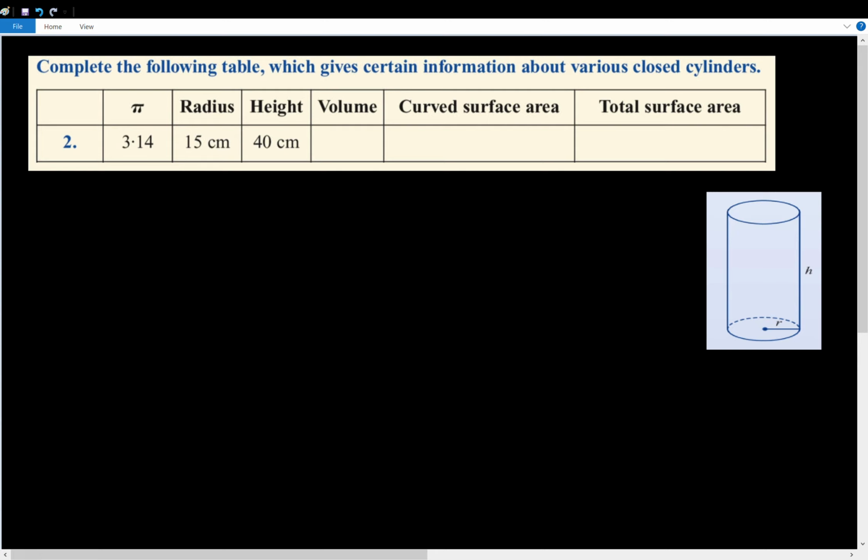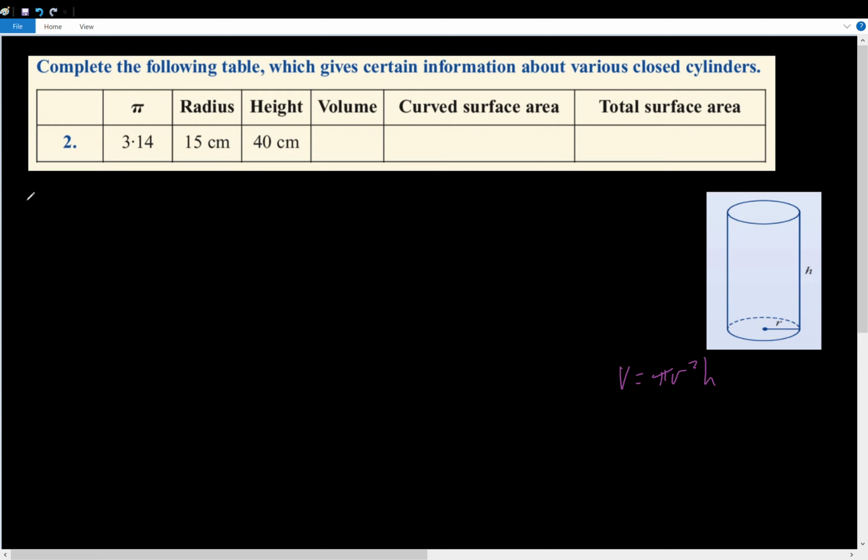So start off by looking for the volume. The volume for a cylinder formula is equal to pi r squared h. In other words, we get the area of one of the circular ends and we multiply it by the distance between the two circular ends.